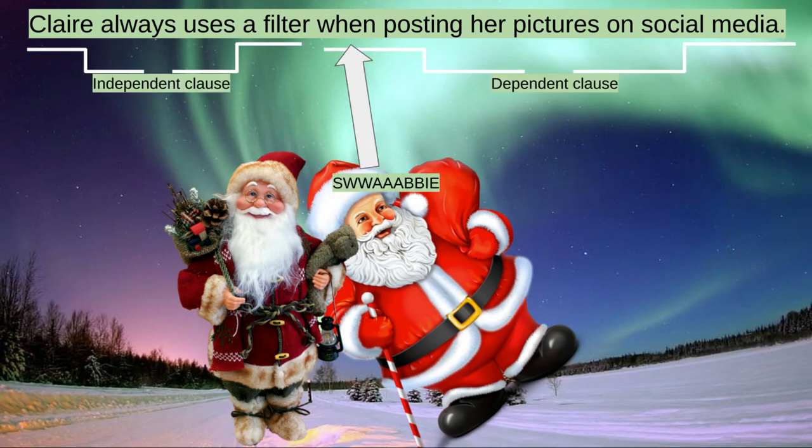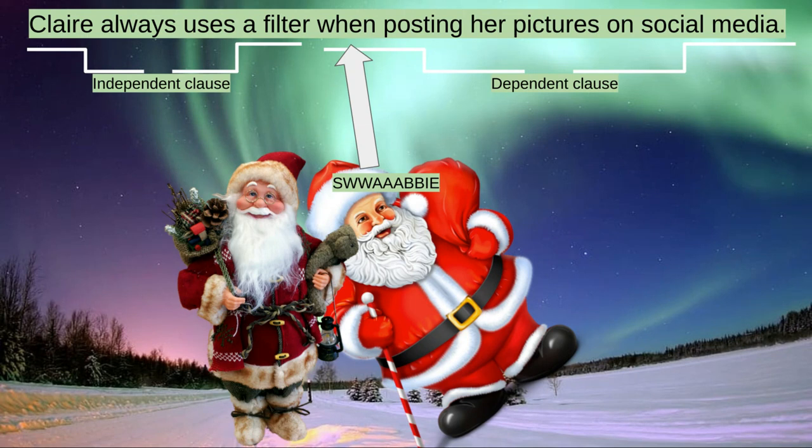All right, there it is. Claire always uses a filter. That's your independent clause. Your SWABI is still when. It's sitting right there in the middle of the sentence. And then posting her pictures on social media. When posting her pictures on social media is your dependent clause. So notice there's no comma here.